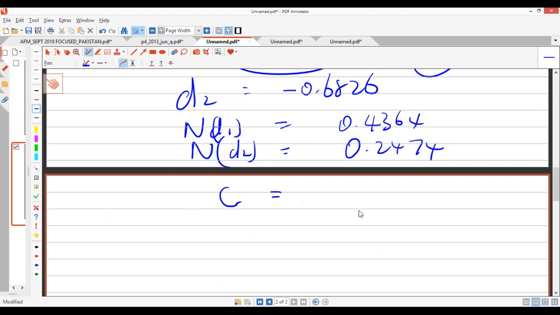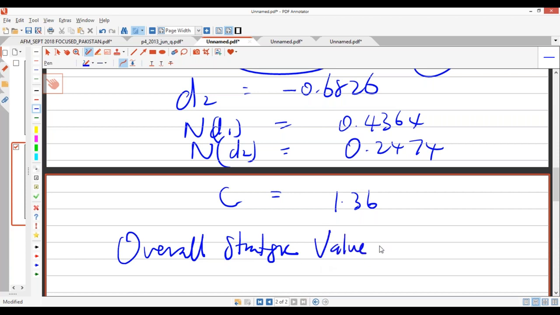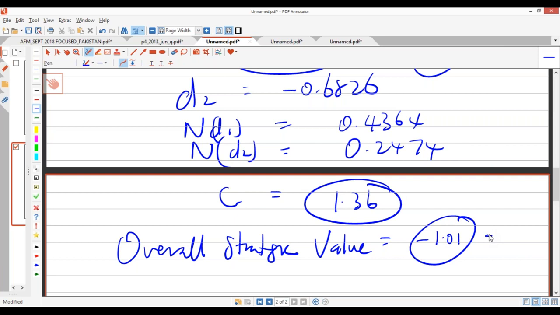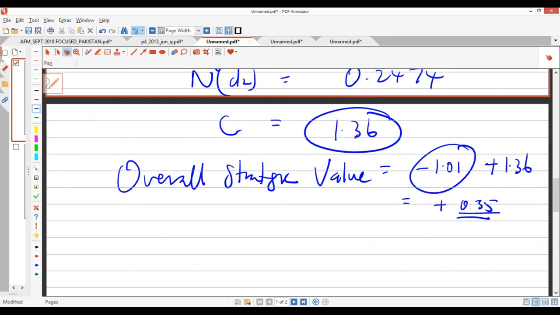The C value here is going to be calculated at 1.36. So what are you going to do? Now you must take the overall strategic value, which is going to be -1.01. This one is the first phase, and then the second phase. Then you add 1.36, giving you a positive 0.35. The revised NPV turned out to be positive. This is called strategic NPV.